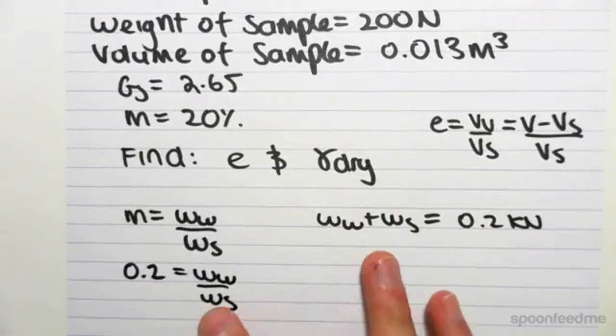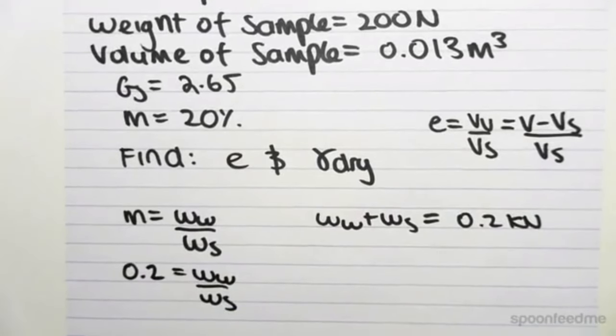So we have two simultaneous equations here which we can solve to get the weight of the solid and the weight of the water. And then once we get the weight of the solid, I'm then going to show you where we're getting the volume of the solid, and then we can find the void ratio.